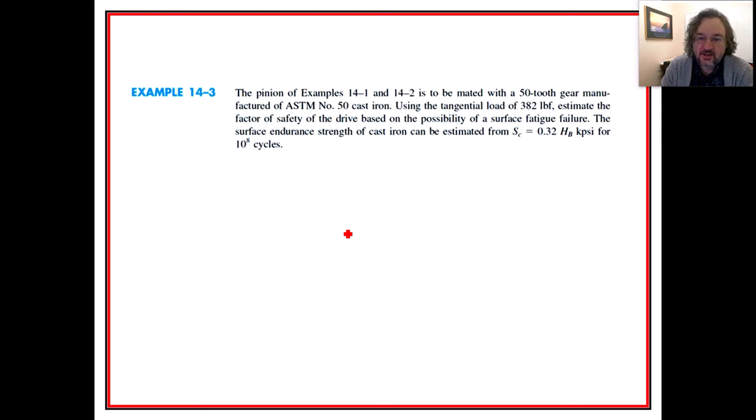And using the tangential load of 382 pounds, estimate the factor of safety of the drive based on the possibility of a surface fatigue failure. The surface endurance strength of the cast iron can be estimated to be 0.32 times the Brinell hardness number for 10 to the 8 cycles. What's 10 to the 8 cycles? Is that 100 million? Yeah, I think it'd be 100 million, right? 10 to the 7 would be 10 million.